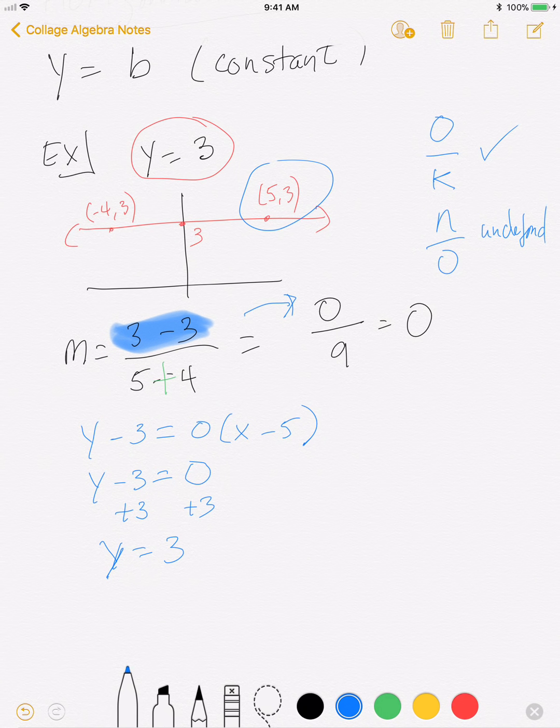In y equals mx plus b, this m is 0, and so that term gets cancelled out. And so you just have y is equal to a number. So whenever you see y is equal to a number, say 3 or 10 or 500, you automatically have a horizontal line.